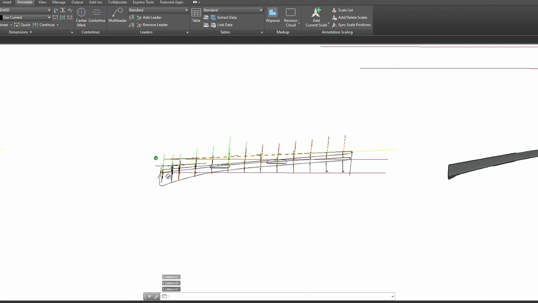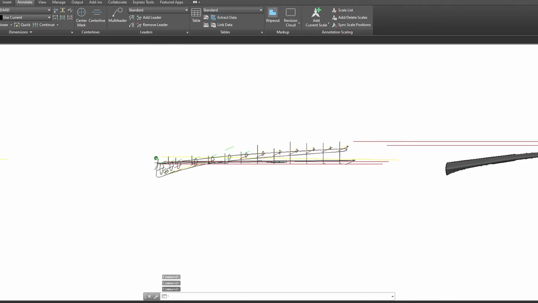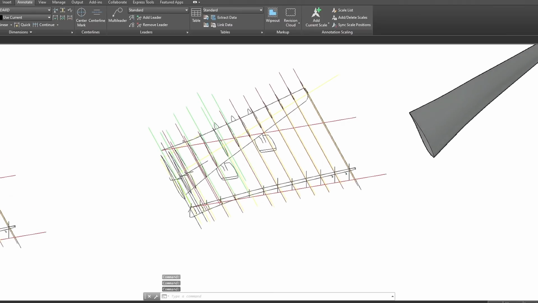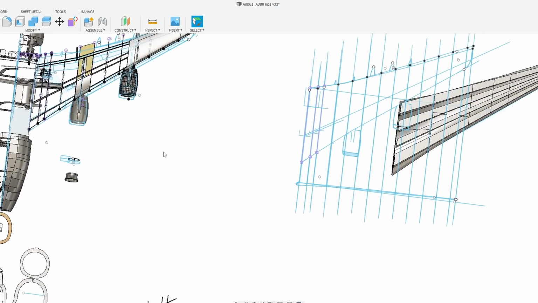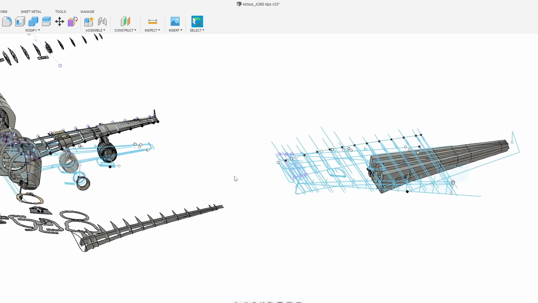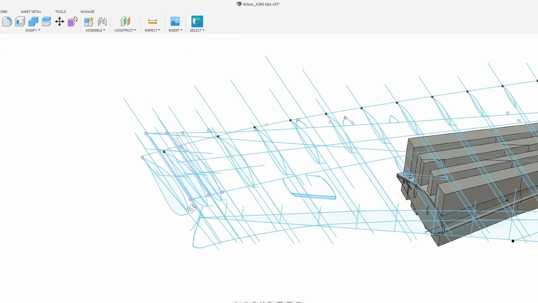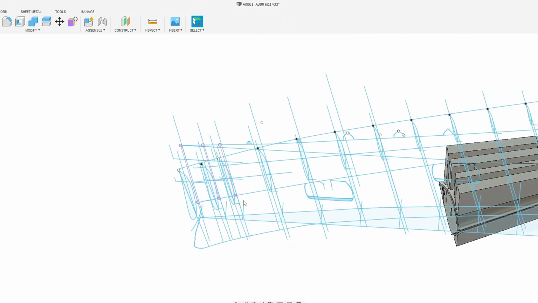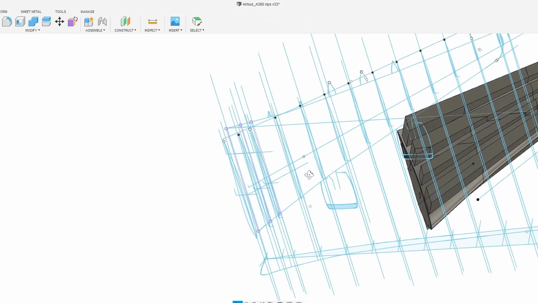And this is everything I've done in AutoCAD. And then after that, I imported this whole model into Fusion. And then on Fusion 360, yes, that was so much work, but I basically have the base drawing in here.